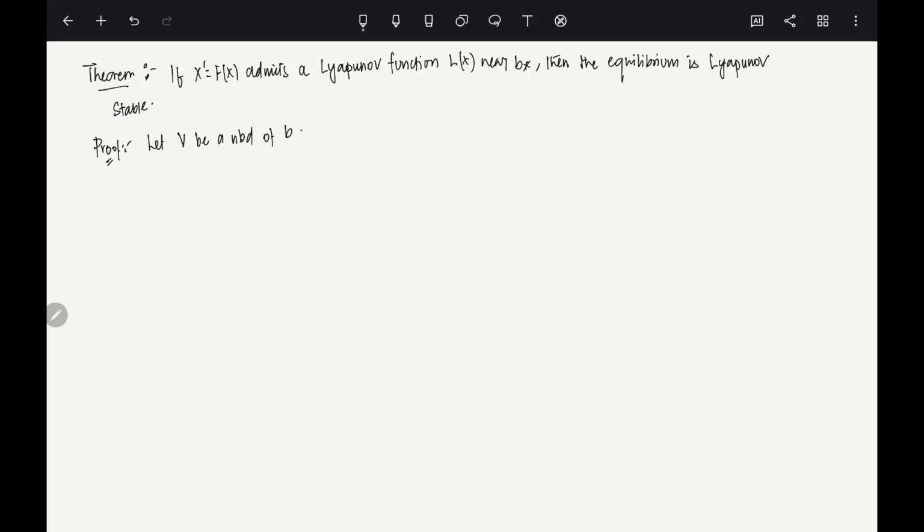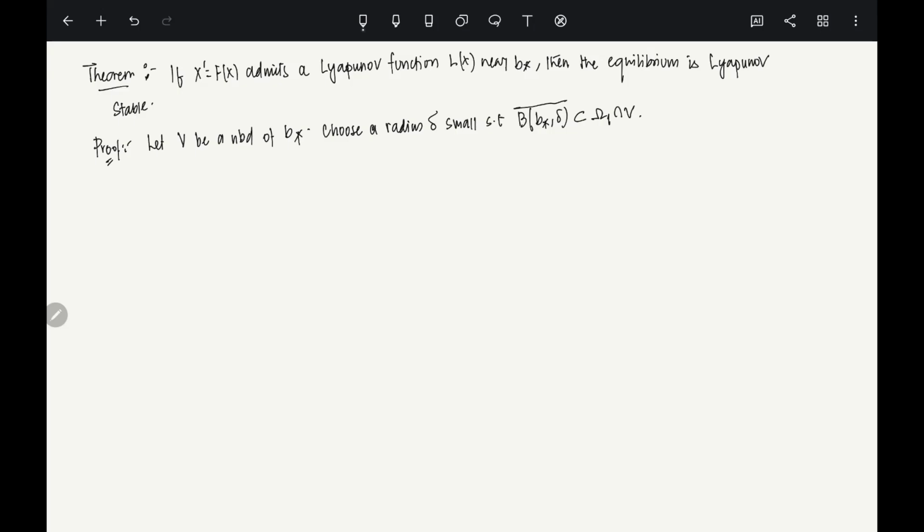So B star is our equilibrium, right? And we are just assuming that it is given. Now you see, you choose a radius delta, small, such that the closure of the ball with center at B star and radius delta is contained in omega 1 intersection V. Is it okay? I can of course do that, right?